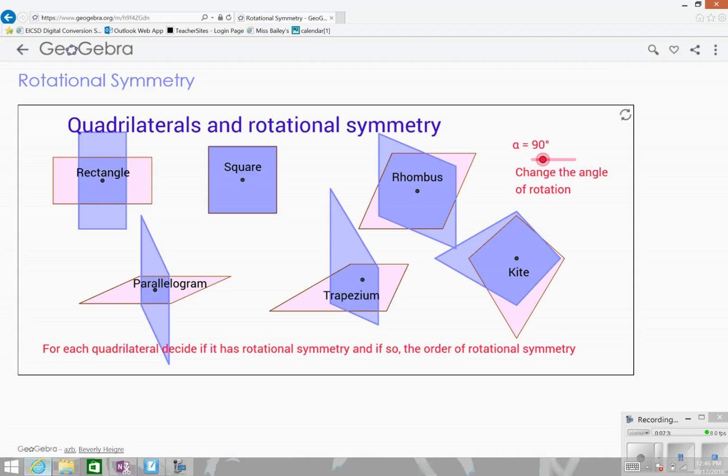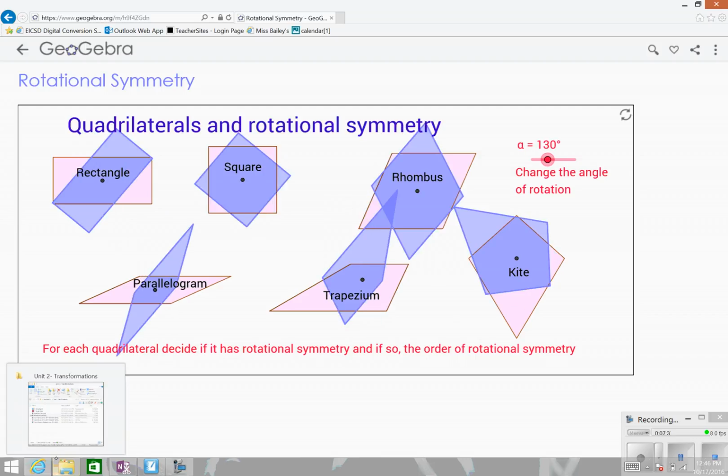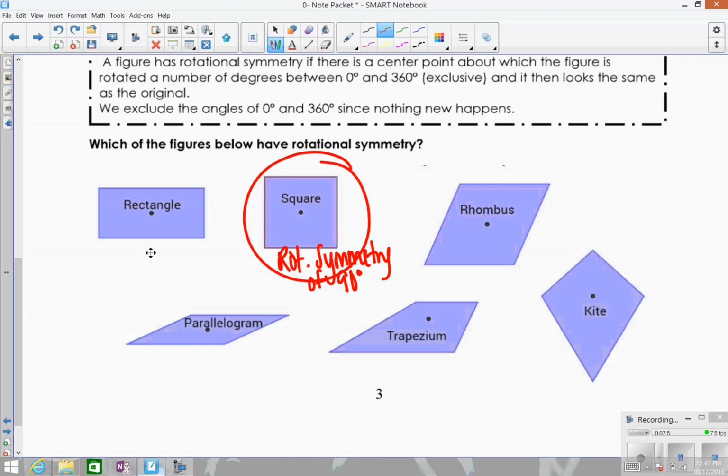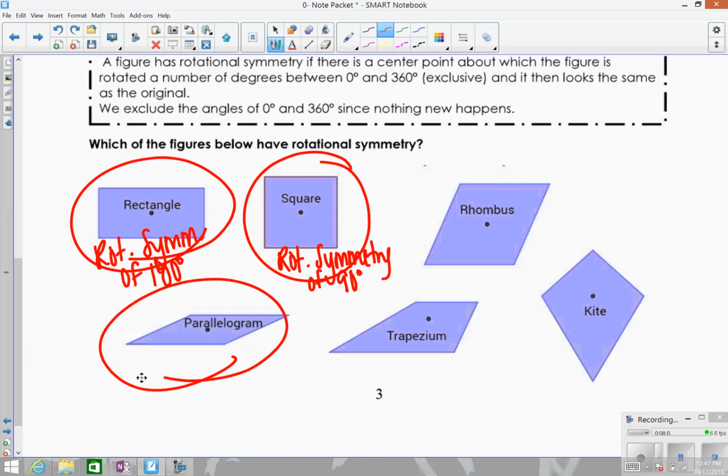And then the other ones, hopefully, that you found have rotational symmetry. So when I rotate, you have a few that have rotational symmetry of 180. So if you look, we have the square, the rectangle, rhombus, and parallelogram. So I'm going to mark those. So the rectangle, this was rotational symmetry of 180. Parallelogram, also when you turned it 180 degrees. And then the rhombus.